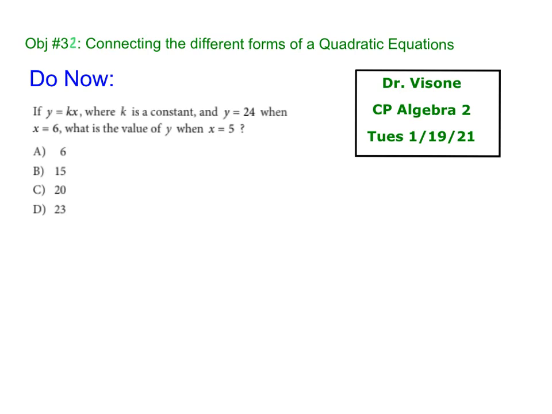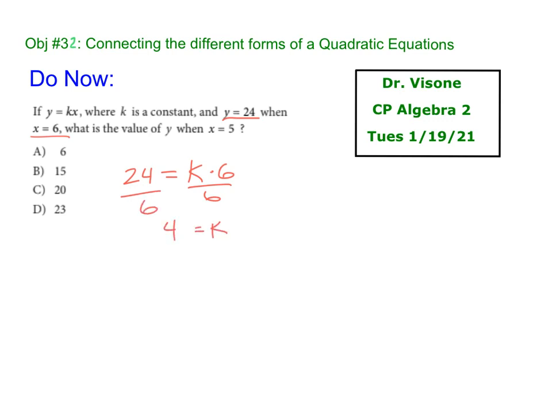If y equals kx, where k is a constant, and y equals 24 when x equals 6, what is the value of y when x equals 5? So anytime they give you just values, just try plugging in. So we have y is 24, and then it gave you k, and then x is 6. Well, based on that, what do we know? Divide by 6, k has to be 4.